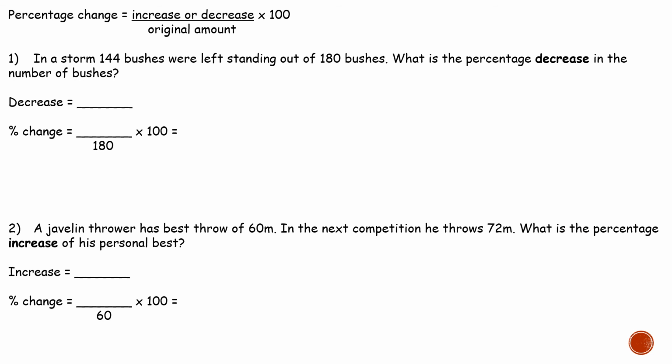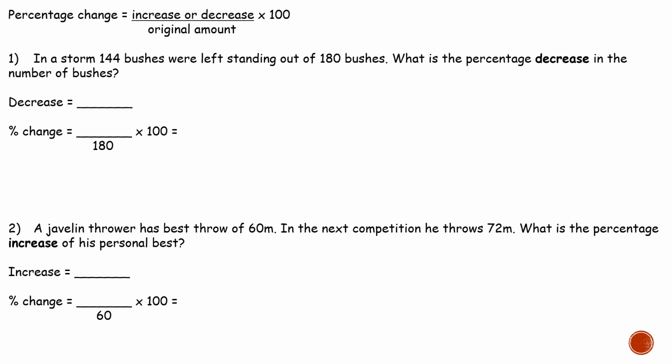So the last thing we're going to try in today's video is these worded questions. So I've got 2 here for you to try, so pause the video and then we'll go through the answers. In a storm, 144 bushes were left standing out of 180 bushes. What is the percentage decrease in the number of bushes?